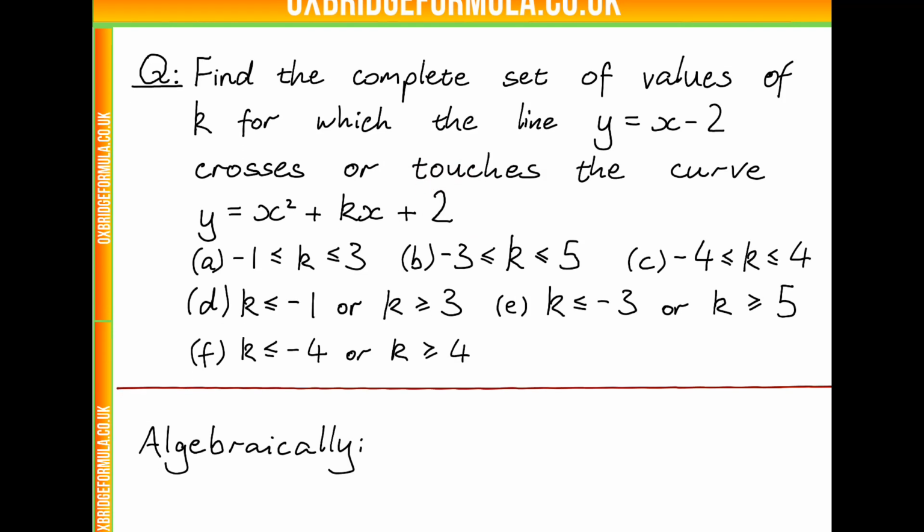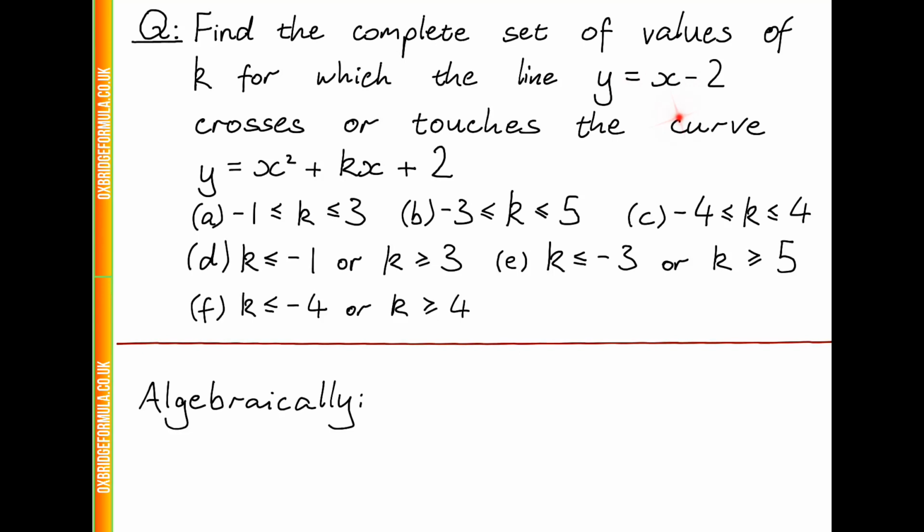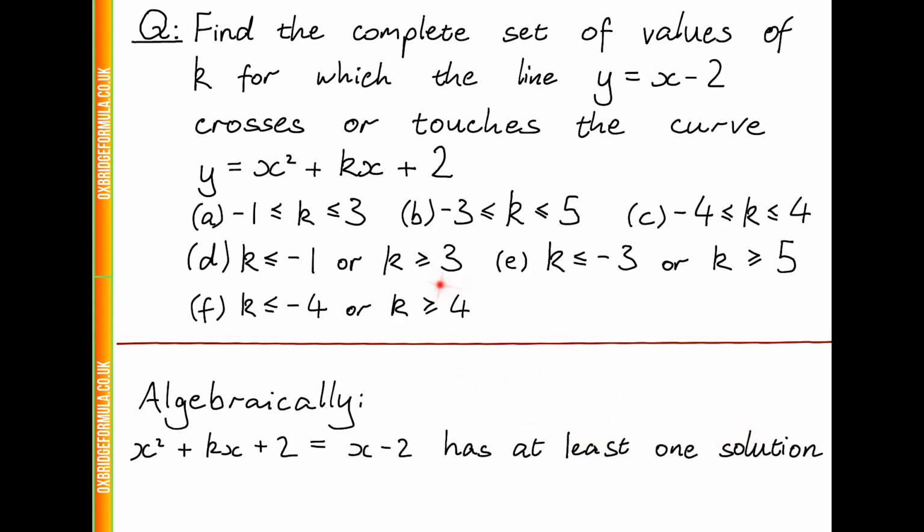So how can we write that this line and this curve have 1 or 2 points of intersection in an algebraic way? Well, points of intersection of two curves is the same as having solutions when we equate the expressions on the right hand side of these equations. So algebraically what we're saying is that there is at least one solution to the equation x squared plus kx plus 2 equals x minus 2.